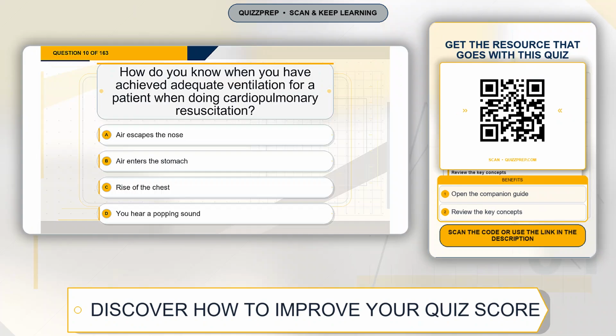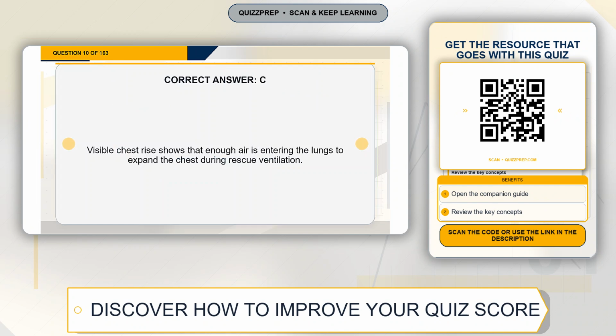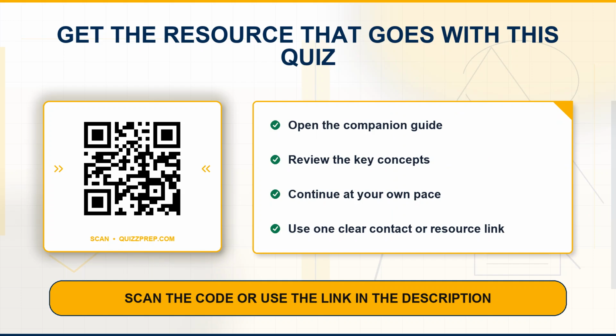Question 10. How do you know when you have achieved adequate ventilation for a patient when doing cardiopulmonary resuscitation? Option A, air escapes the nose. Option B, air enters the stomach. Option C, rise of the chest. Option D, you hear a popping sound. The correct answer is option C, rise of the chest. Explanation. Visible chest rise shows that enough air is entering the lungs to expand the chest during rescue ventilation.